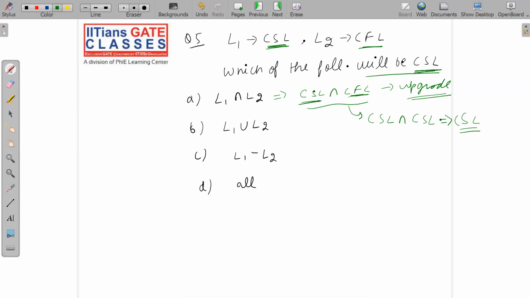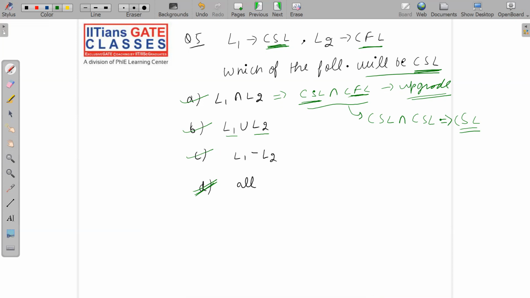They are asking which of the following will be CSL. So L1 intersection L2 is CSL. L1 union L2, again the same thing. L1 is CSL, L2 is CFL. So just do upgradation. CFL will become CSL. So CSL union CSL will be again CSL. So B is also correct. L1 minus L2, C. L1 is CSL, L2 is CFL. Every CFL is CSL also. So CSL minus CSL. In set difference, CSLs are closed. So C is also correct. So obviously D will be the correct option. All are correct. I hope I have made the point clear to all of you. So for this question, the answer will be D.